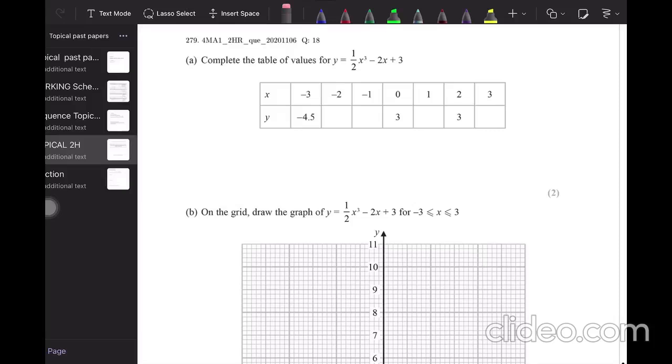Hello, Assalamu alaikum. So today we are going to discuss one of the questions from the topic of the graph of functions, and it is from the year 2020 paper 4 MA1 to HR.